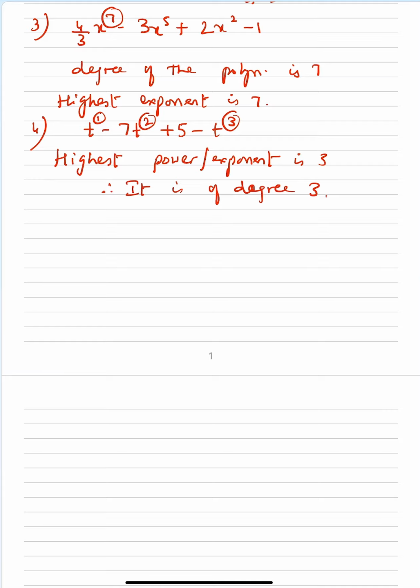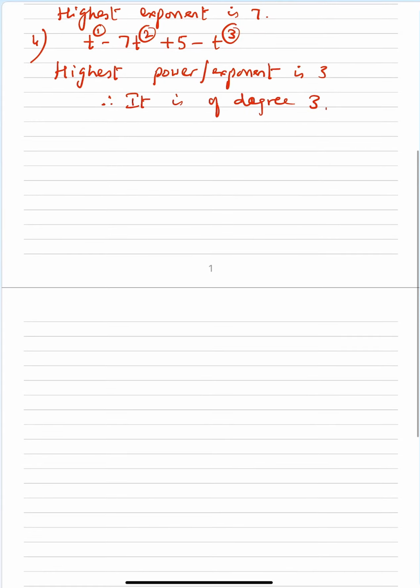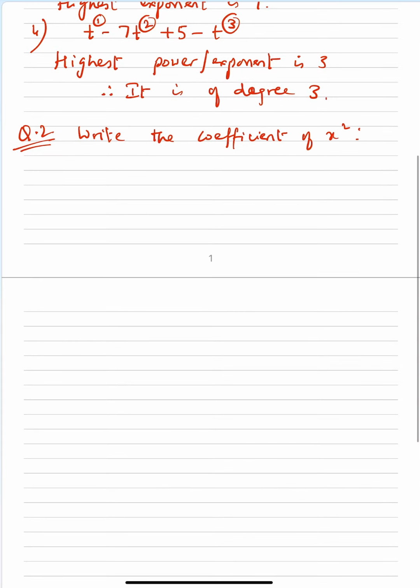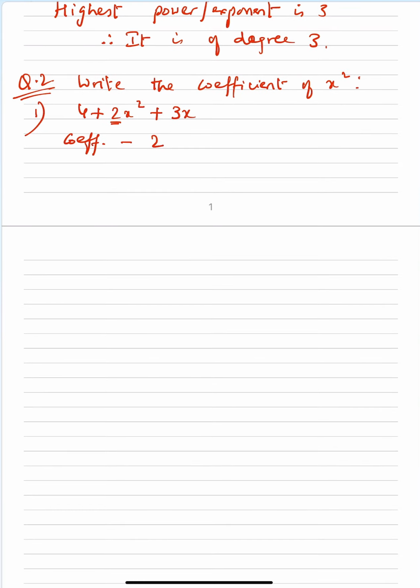Similarly, they can ask us to write the coefficient of x square. The next form of the question can come like this: write the coefficient of x square in the following polynomials. Okay, let us say 4 plus 2x square plus 3x. Here the highest exponent is 2, so we can say degree of the polynomial is 2 and the coefficient is 2 because this is the coefficient of x square.